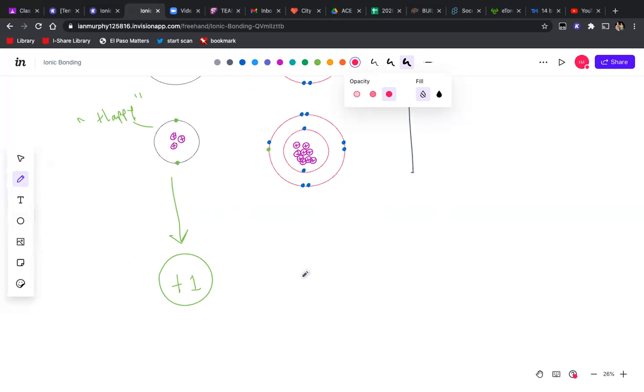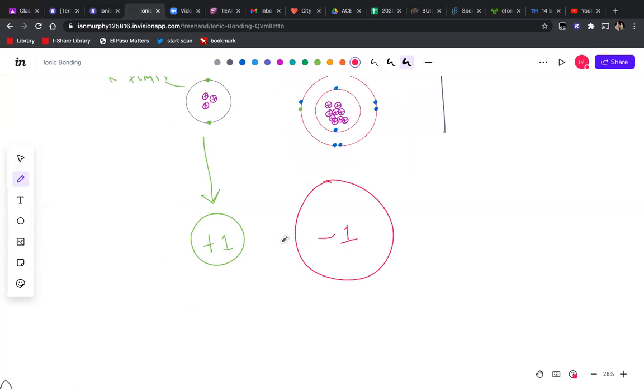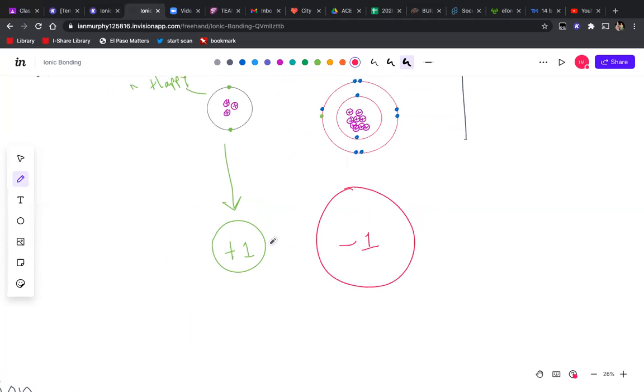It has 1 extra negative charge. So we're going to write a giant 1. We're going to write an atom here with a -1 charge. Well, look at that, guys. If we go back to our example of the magnets, where we have opposite charges, that's exactly what we have here. And what happens when we have opposite charges?